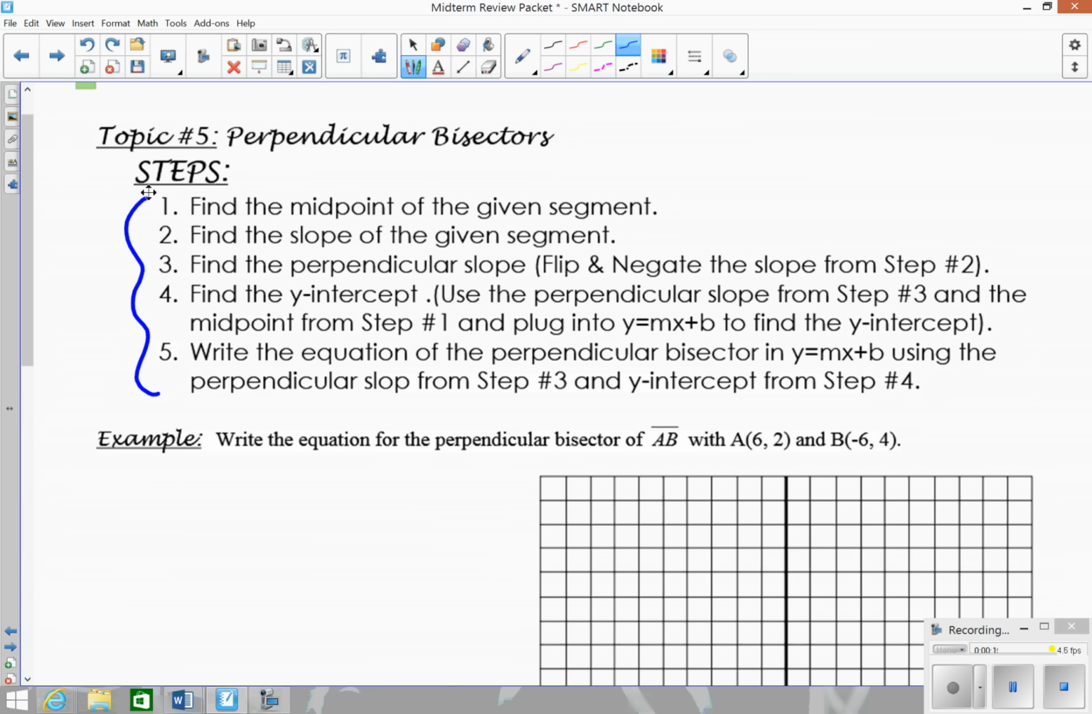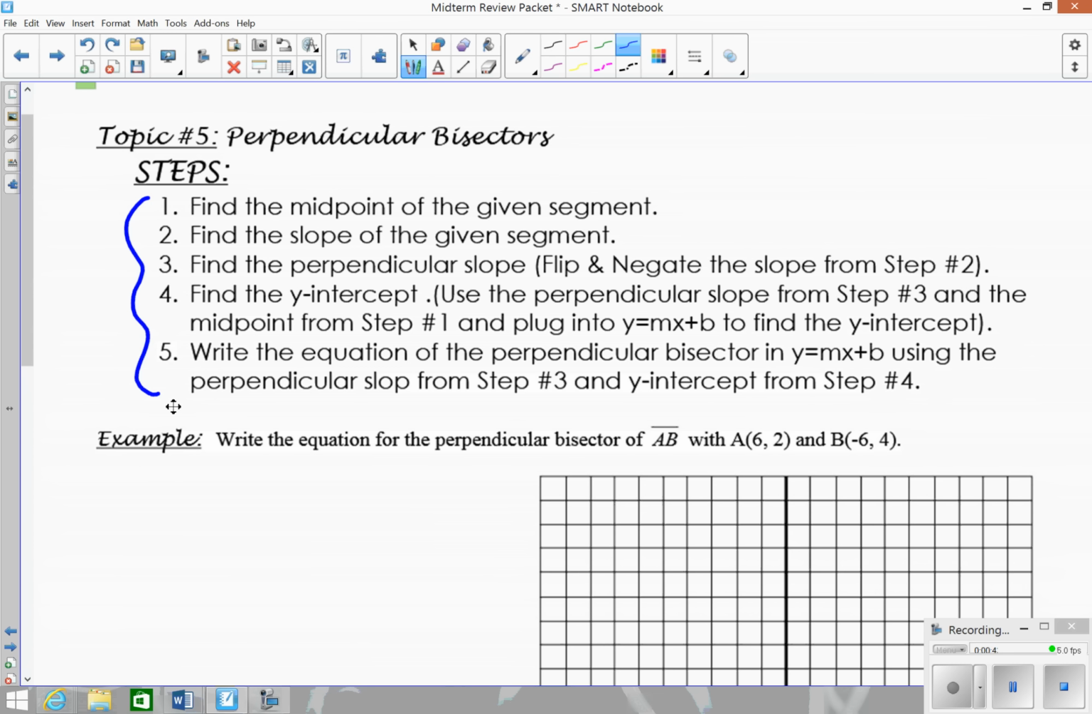Keep in mind you can find perpendicular bisectors using a compass. That's a very common construction, but for right now we're going to focus on a coordinate plane. When we focus on a coordinate plane, you can do these on a graph, but you also need to know how to do these algebraically. So these 5 steps are basically the algebraic way of finding a perpendicular bisector.